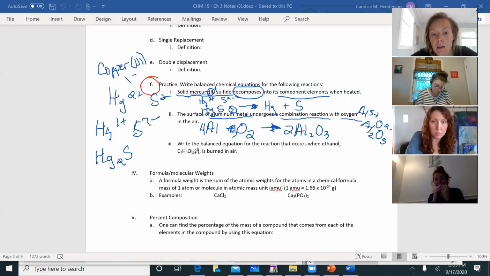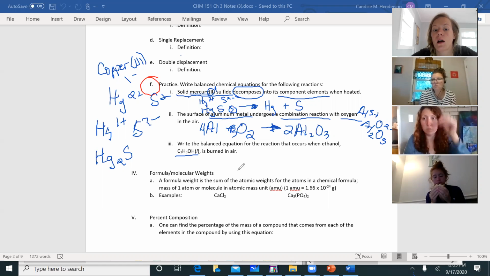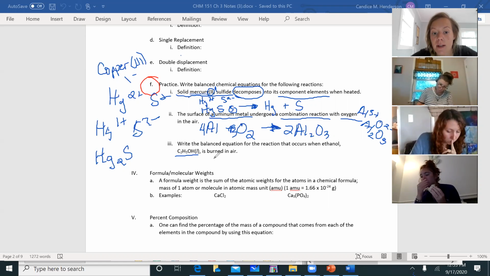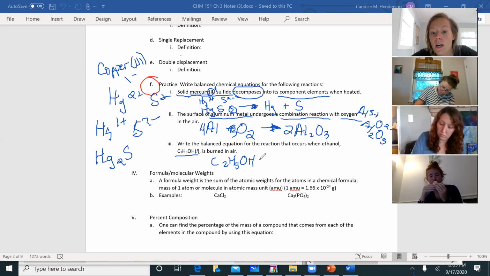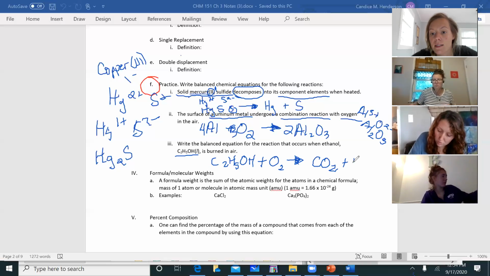Okay, last guy. Write the balanced equation for the reaction that occurs with ethanol. So here's ethanol, and it's burned in the air. Anytime you hear something say burned in the air or combusted or set on fire or things like that, that's talking about a combustion reaction. So the rule of thumb is always you write your hydrocarbon, C2H5OH. We're going to combine this with oxygen. It always combines with oxygen, O2. And what are my products in a combustion reaction? Always H2O and CO2. Okay, so CO2 plus H2O.